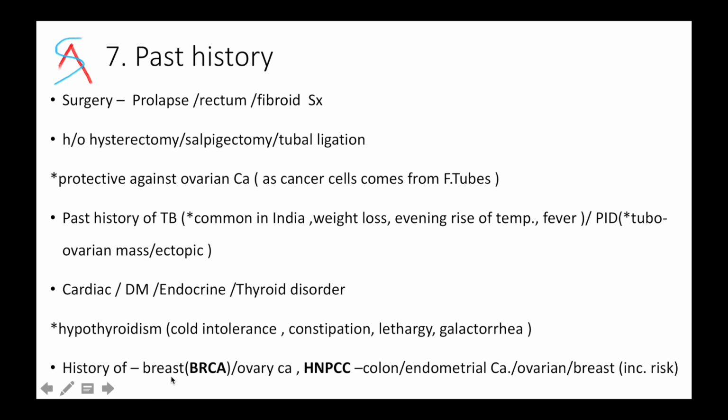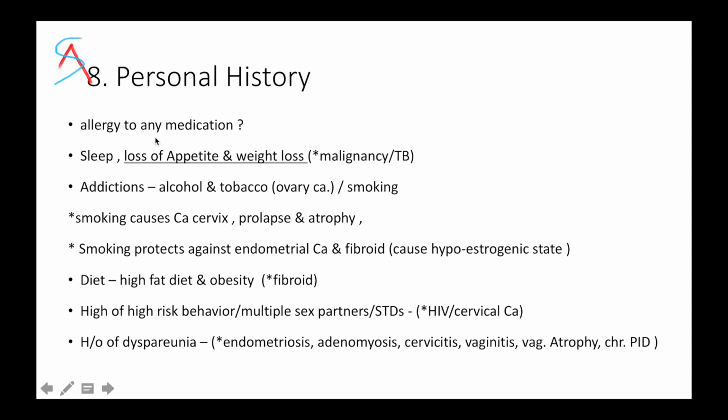If there is any past history of breast carcinoma, if there is a BRCA gene mutation, then it can result in ovarian carcinoma. If there is HNPCC and currently she is having colon cancer, then it can result in endometrial, ovarian or breast carcinoma. HNPCC means hereditary non-polyposis colon cancer. In personal history, you have to ask whether she has any allergy to any medication, and about her sleep. Mostly there would be loss of appetite and a severe amount of weight loss in malignancies and tuberculosis.